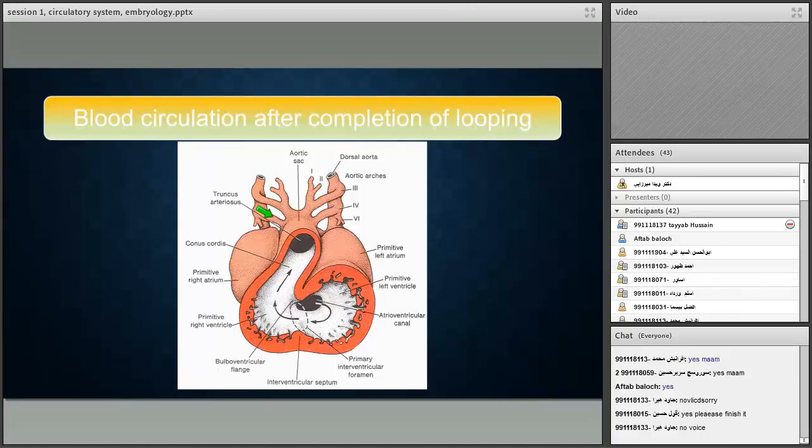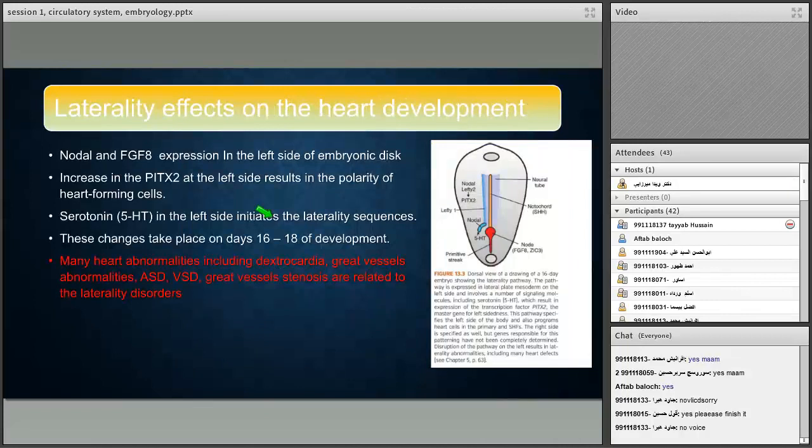But now, let's talk about some of the laterality effects on heart development. Some of the genes like FGF8 and nodal, expression of these genes on the left side of the embryonic disc will have important effects on the laterality of heart development. What does laterality mean? It means the looping and bending of the heart tube. And also we have PITX2.